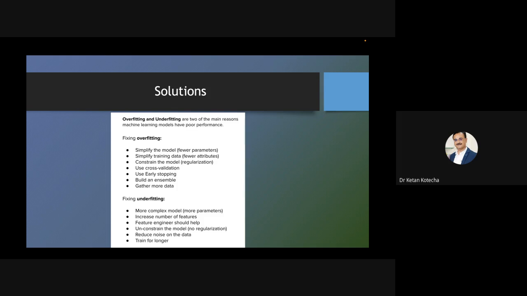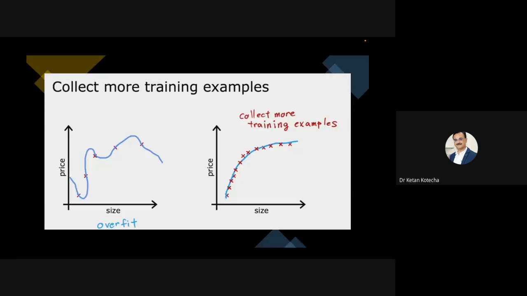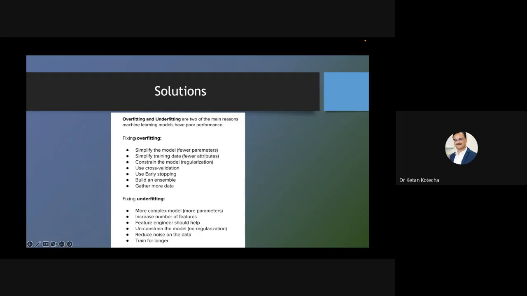If it is underfitting, a very simple model, so you need to increase the model complexity, you need to increase the number of features, right? So feature engineering you should do. If you are doing regularization, in general people do, you need to avoid that. You need to reduce the noise in the data, or train for a longer time. Like if students are not understanding, you repeat the things, right? So some of the intuition you know already.